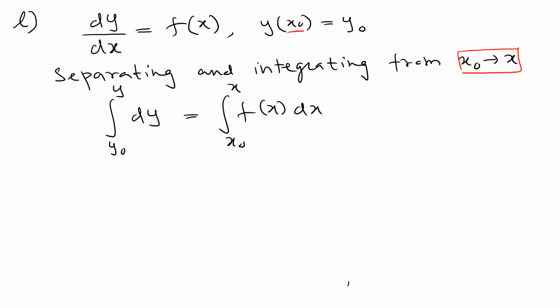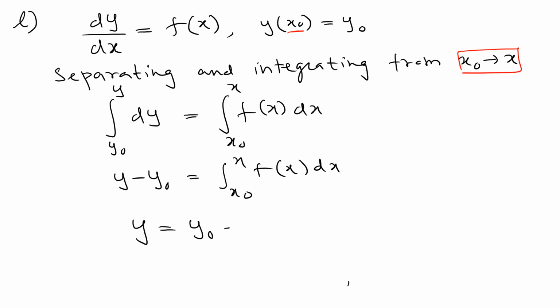Those are the corresponding values. And then you can see on the left side you get y minus y naught, because the integral is just y. On the other side there's nothing you can do, we just leave it like that. So it is the integral from x naught to x of f(x) dx, because it's a theoretical problem. And then we move y naught to the other side, so you can finally write your solution as y naught plus the integral from x naught to x of f(x) dx. So that is how you can write a solution in general.